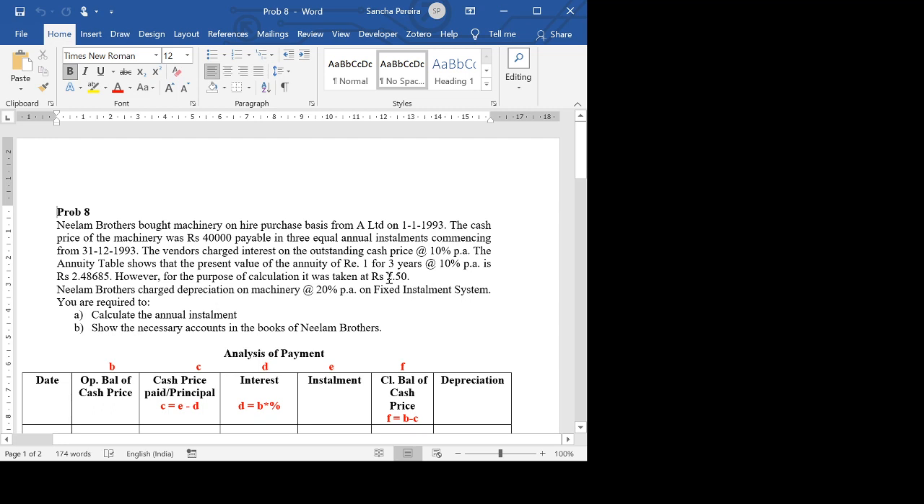Okay, so let's just start problem 8. Let's see where we can reach with problem 8.